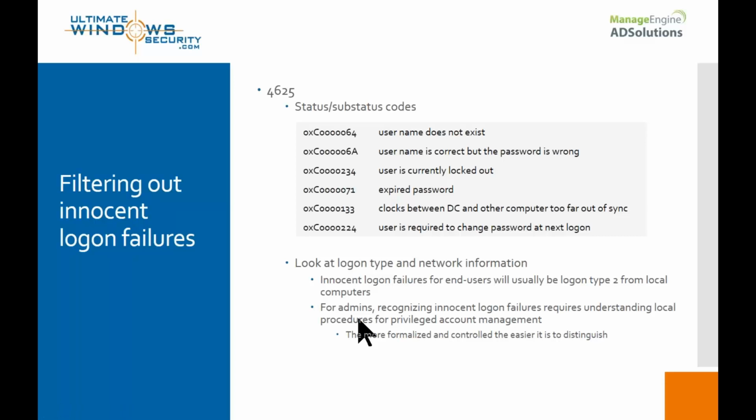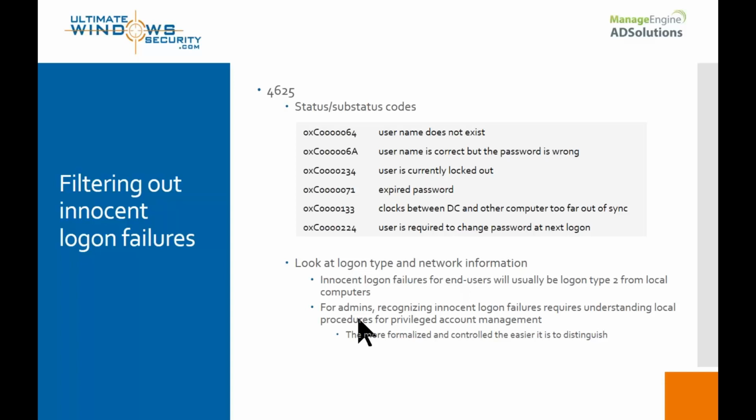Now, as we go into looking at failed logons, the first thing that we need to think about is the fact that users routinely fat-finger their password, or there's other reasons why a logon can fail, and it doesn't indicate an attack. Now, here are the most common status codes on event ID 4625.